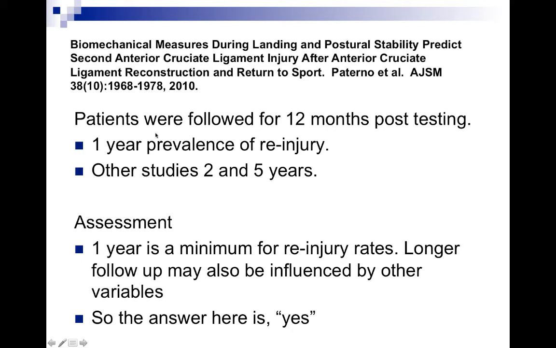So in this particular case, the patients were followed for 12 months post-testing. This essentially documents a 1-year prevalence of re-injury. Other studies have done 2 and 5 years, so this is on the lower side. However, it's the minimum, I think, for re-injury rates. Longer follow-up may also be influenced by other variables. So this has the advantage of tightly linking the variables to the result after a rehabilitation. So I would answer here yes, with the limitation that longer-term follow-up rates may be different.